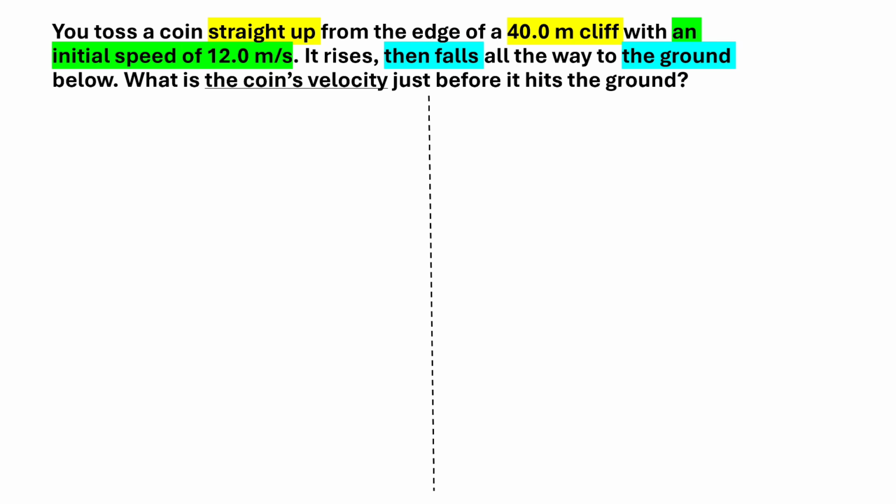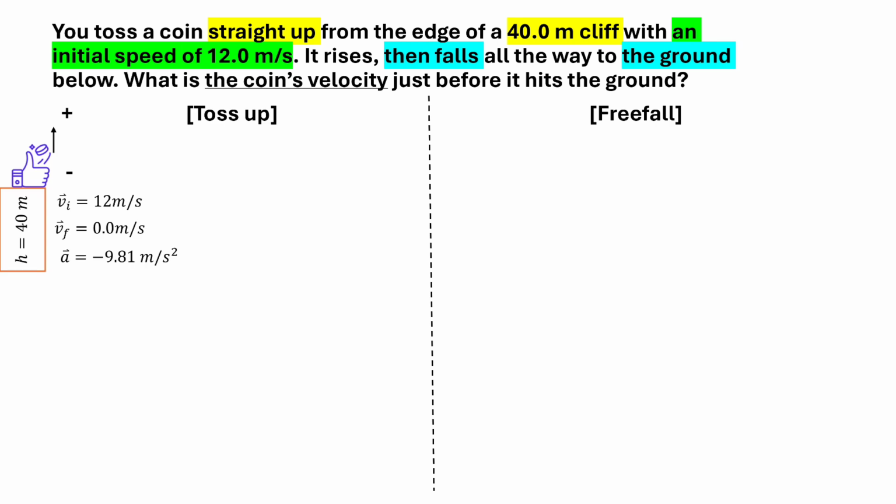I'm gonna divide the space in half. On the left side, I'm gonna consider the scenario halfway, which means straight up travel. Right side, I'm gonna focus on the falling scenario. As usual, visualization first. I indicated the initial position as height, 40 meter.